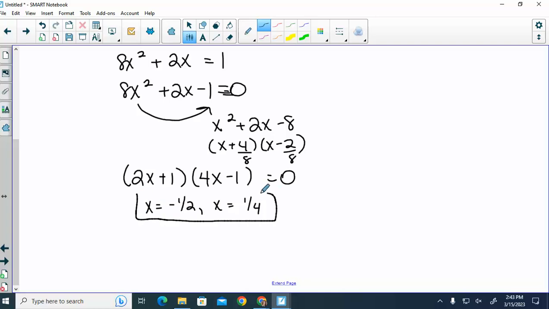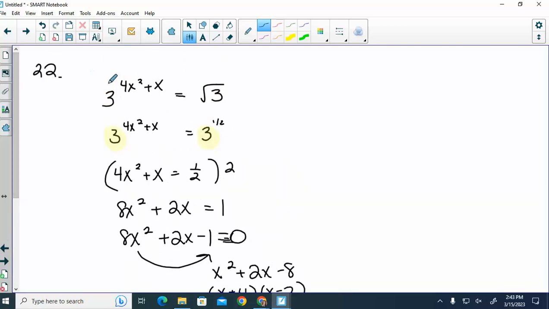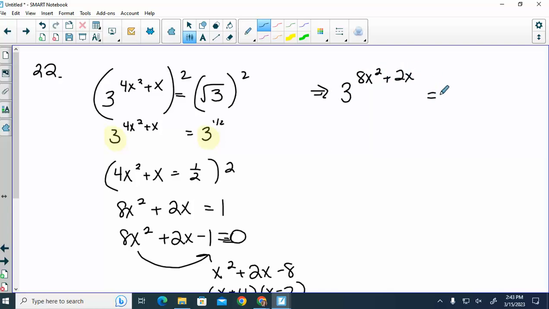I did see some people even start out squaring each side to get rid of the square root, and that would have worked also. Why? If you squared each side, then it would be 3 to the 8x squared plus 2x equals 3 to the first, and then you could work from there. So lots of options for that one. Math is so weird.